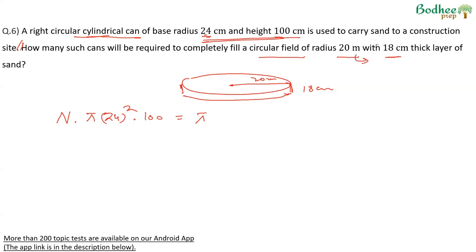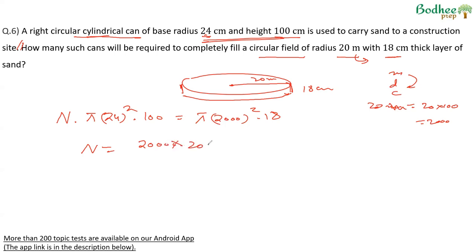20 meters, we first convert to centimeters: kilo, hecto, deca, meter, deci, centi. So 1 meter is 100 centimeters. So 20 meters is equal to 20 into 100, 2000 centimeters. So pi into 2000 square into 18. And therefore n will simply be 2000 into 2000 into 18 upon 24 into 24 into 100.